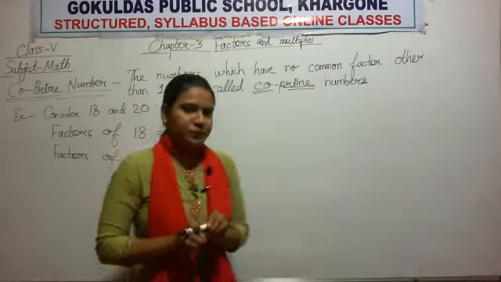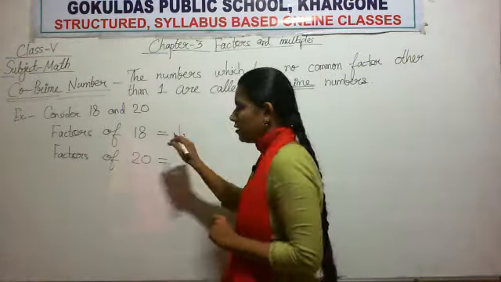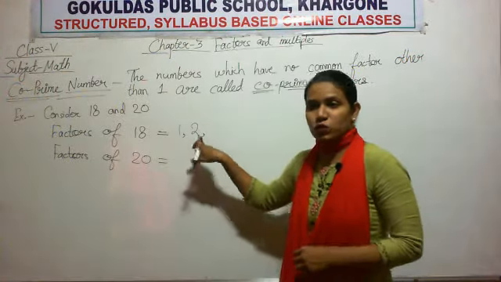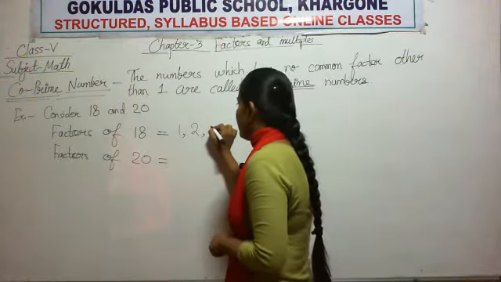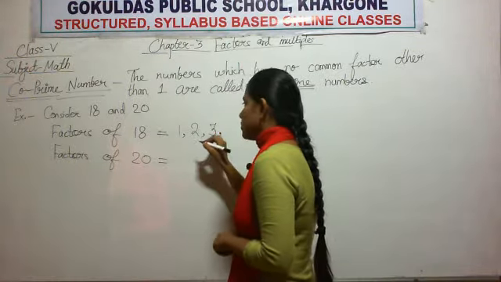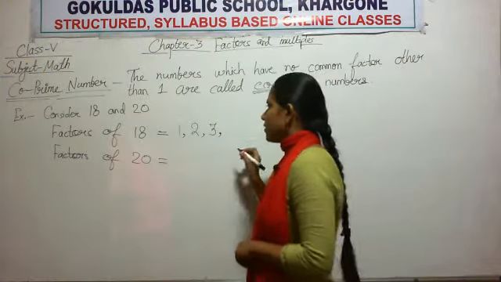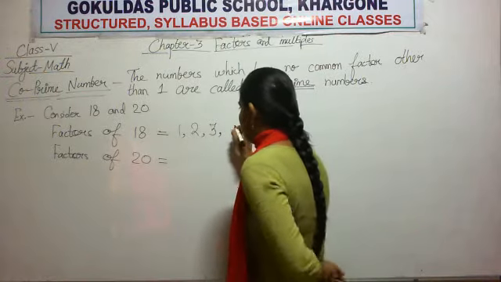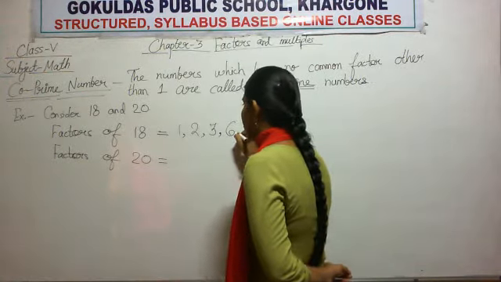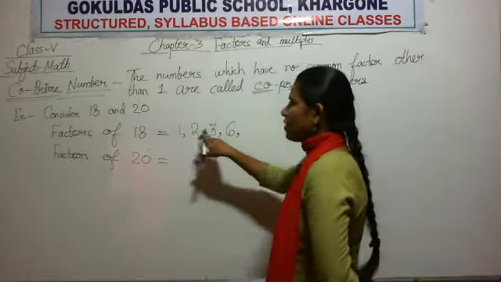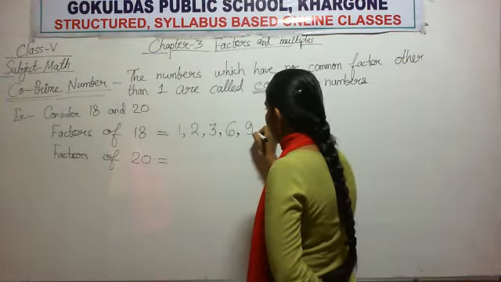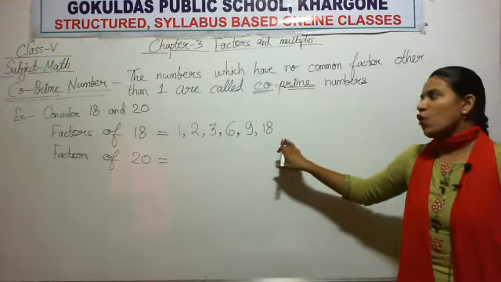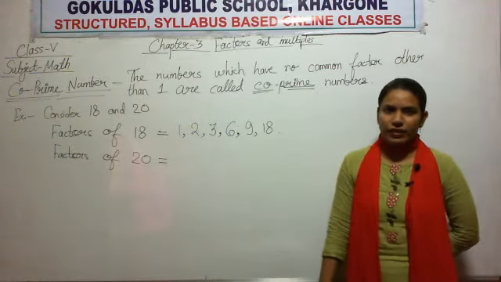Okay. So 18 is divisible by 1, so 1 is a factor of 18. 18 is exactly divisible by 2, so 2 is also a factor of 18. 18 is divisible by 3, so it is also a factor of 18. 18 is not exactly divisible by 4, so I am not going to write 4, not 5. Yes, but it is divisible by 6. So 6 will be a factor of 18, 9 also will be a factor, and 18. So 1, 2, 3, 6, 9 and 18, all these are the factors of 18.